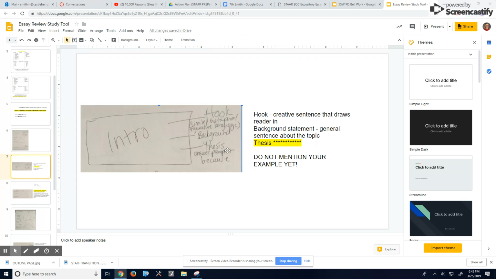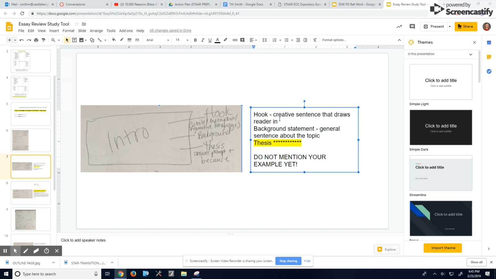We've already got our thesis, and so that's part of our intro. So we're going to add in our hook, which is our creative sentence that draws the reader in. We might use some figurative language, similes, metaphors, puns, things that we can use throughout the whole paper that tie back in. That'll get us up in that 4 level. And then we're going to write our second sentence, which is our background statement. And that's just a general sentence about the topic. And then we've got our big money statement. That's our thesis that we're going to have in there, okay?